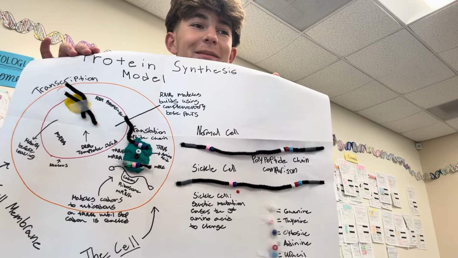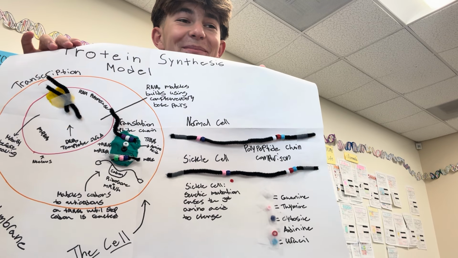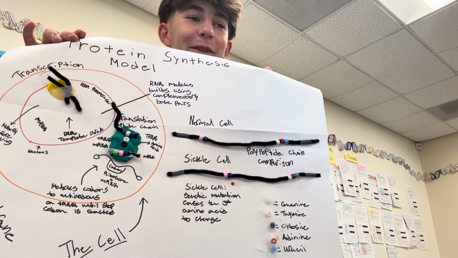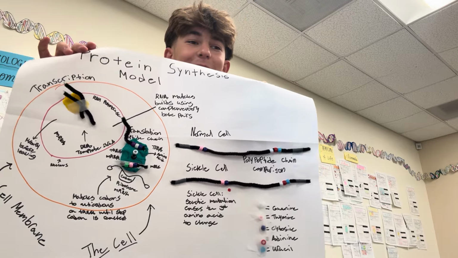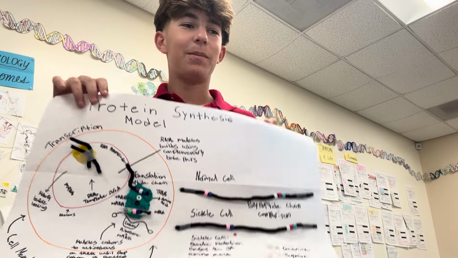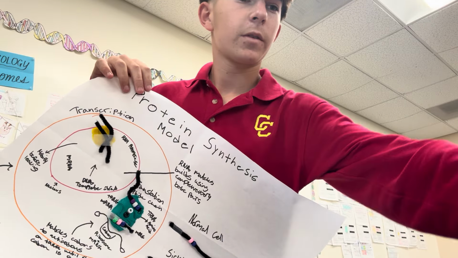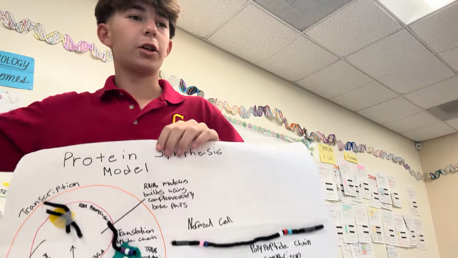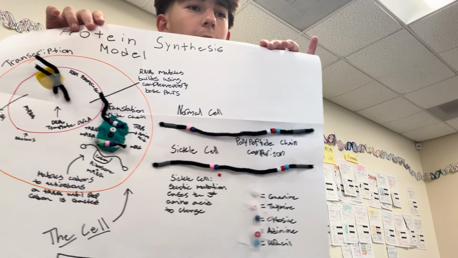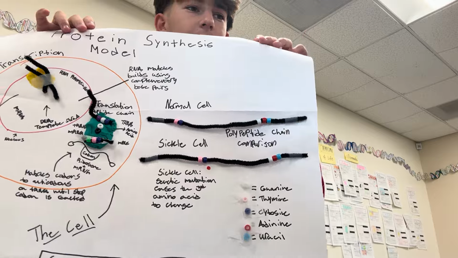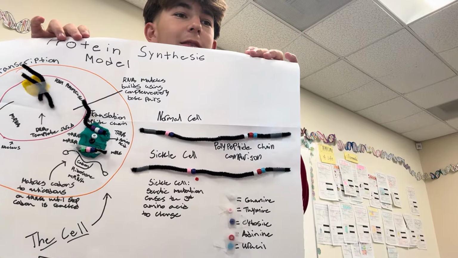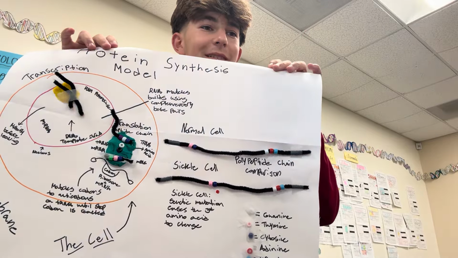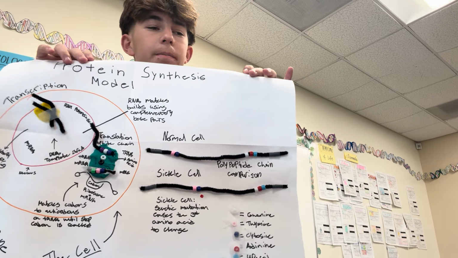That means guanine pairs with cytosine, cytosine pairs with guanine, adenine pairs with uracil in RNA, and thymine pairs with adenine. So, you can see the colored beads in our model represent these nitrogen bases. Once the mRNA is made, it leaves the nucleus and moves into the cytoplasm.